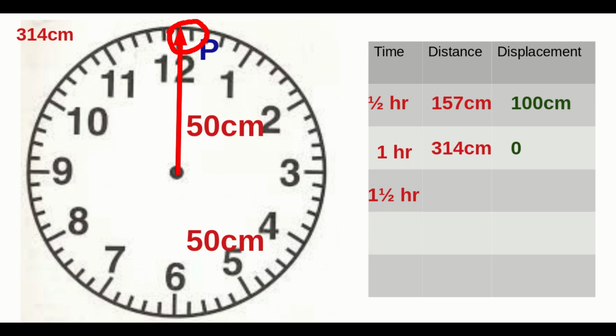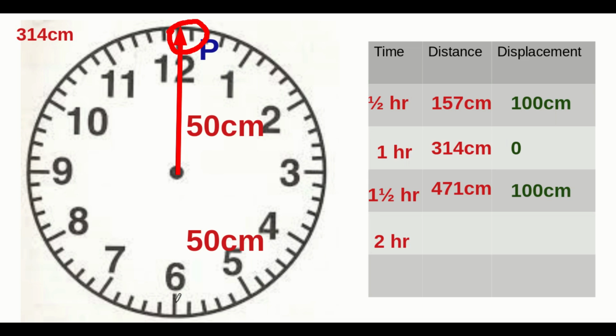Then again after 1.5 hour, this process continues. The needle will come here again. Then again 314 plus 157, that is 471. The needle will also be here. Now the initial position is here and the final position is here. Then the displacement will be 100 centimeter.